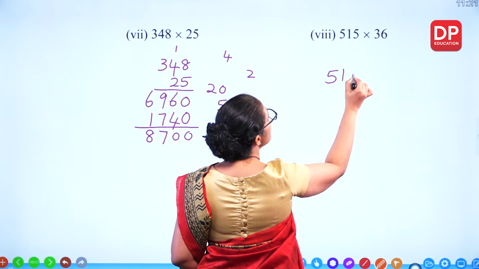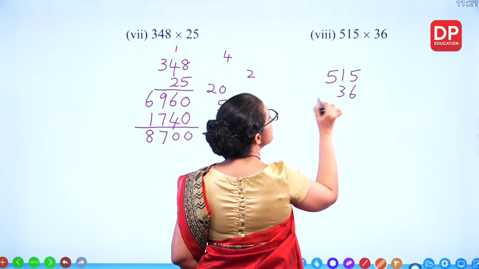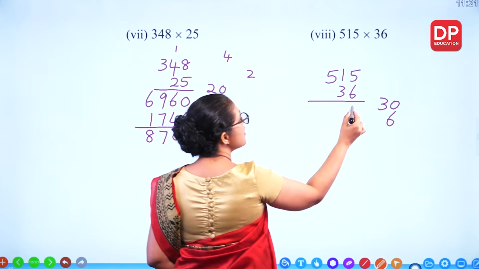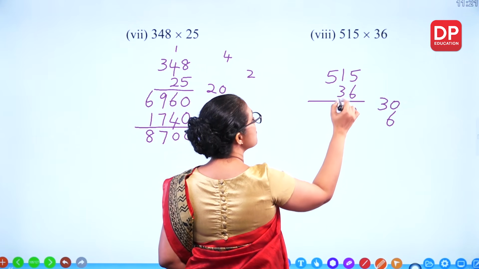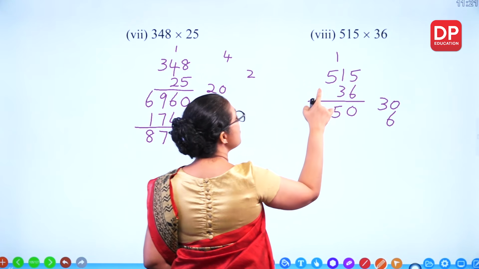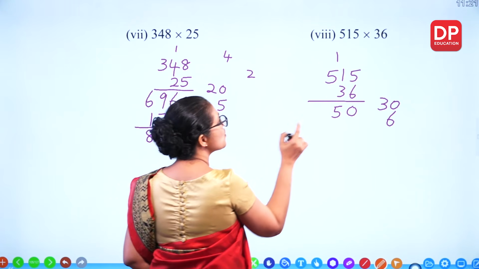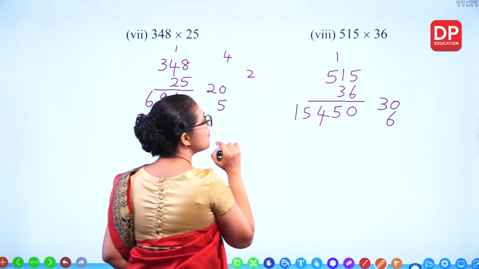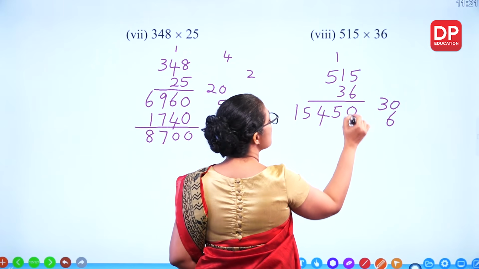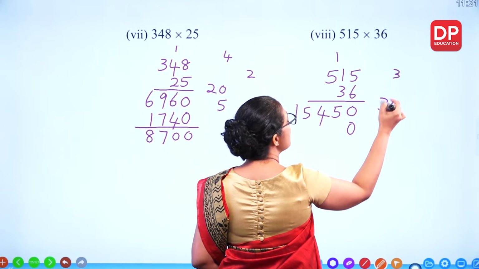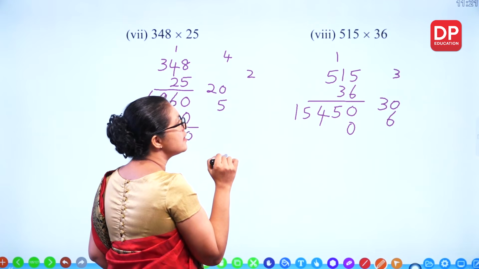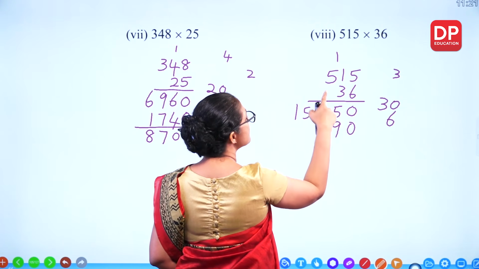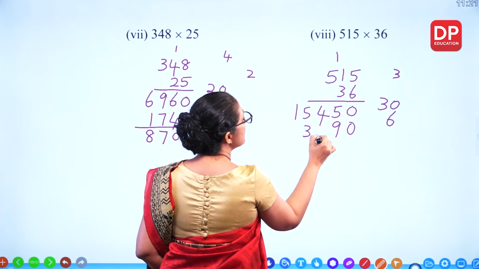515 multiplied by 36. That means 30 and 6. Put 0 and multiply by 3. 3 times 5, 15. 1 remaining. 3 times 1, 3 plus 1, 4. 3 times 5, 15. 6 times 5, 30. 3 remaining. 6 times 1, 6. 6 plus 3, 9. And 6 times 5, 30.